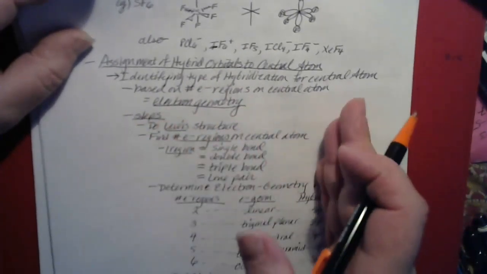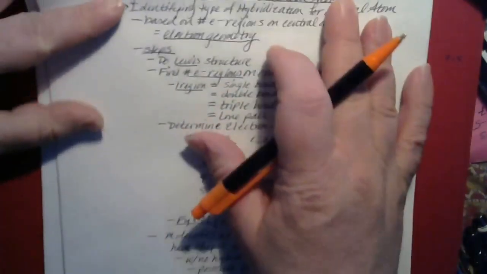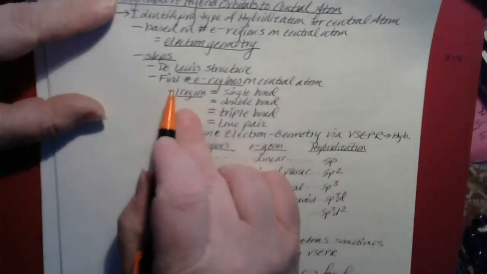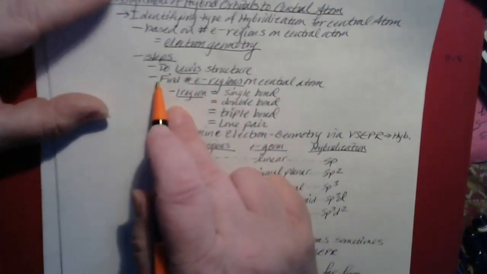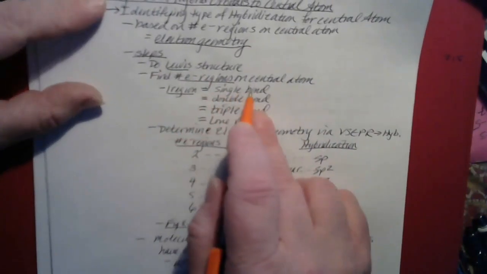If you know the electron geometry, you can go straight to the type of hybridization without knowing anything else about the molecule. The steps in doing that would be, first of all, draw the Lewis structure, because you have to do the VSEPR theory on the molecule before you can find the electron geometry. And the first step in doing the VSEPR theory is to do the Lewis structure. Then you find the number of electron regions on the central atom, which you can find from the Lewis structure.